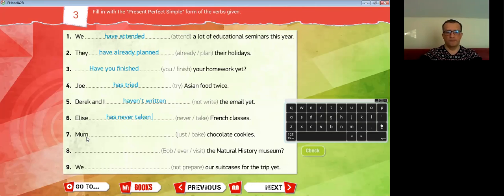French classes. Number 7. Mom, just again is used like never and already. It is between the auxiliary verb and the main verb. Mom just bake chocolate cookies. Bake is a regular verb, so it takes an ed, but you know, when there's an e at the end, we only add d. So let's write the sentence. Mom has just baked chocolate cookies.